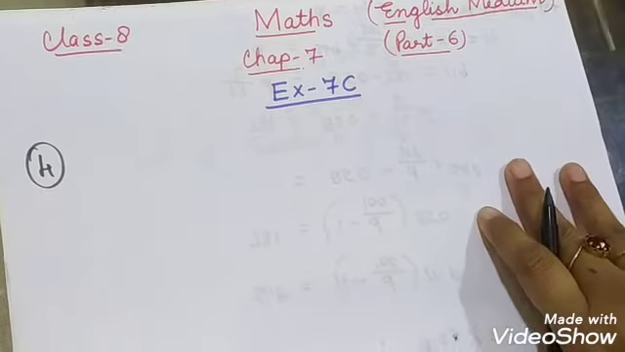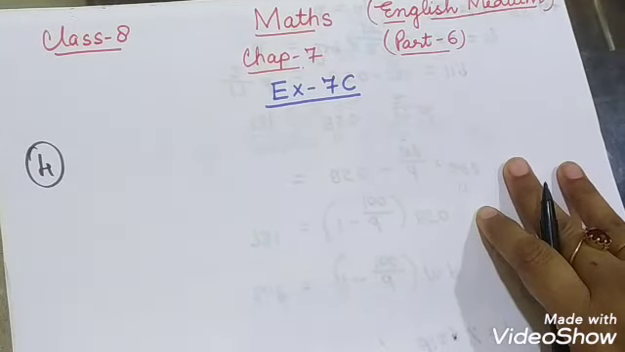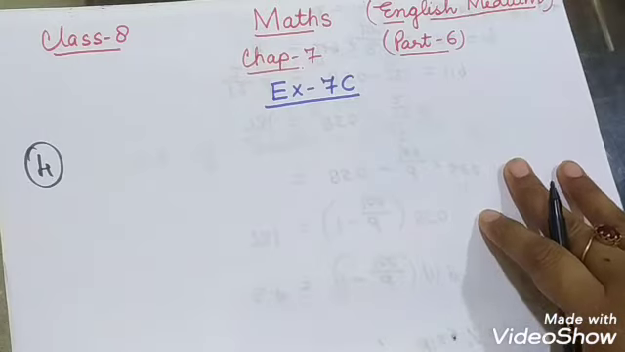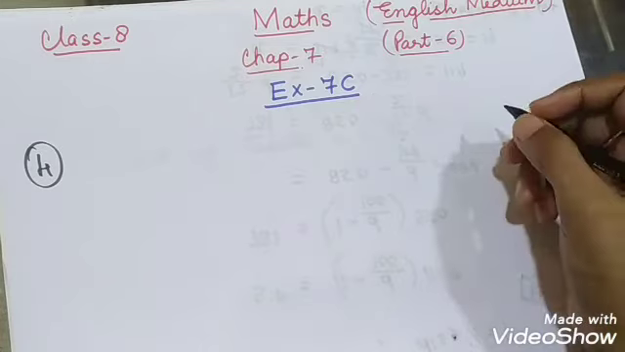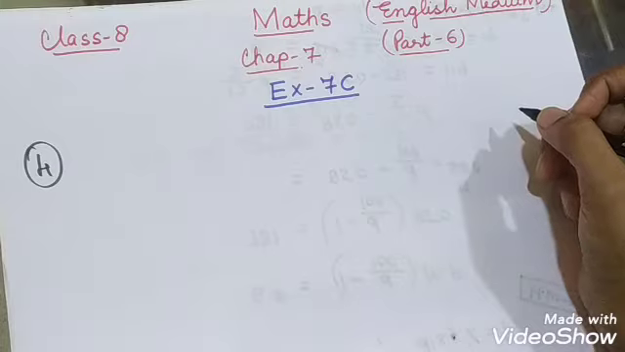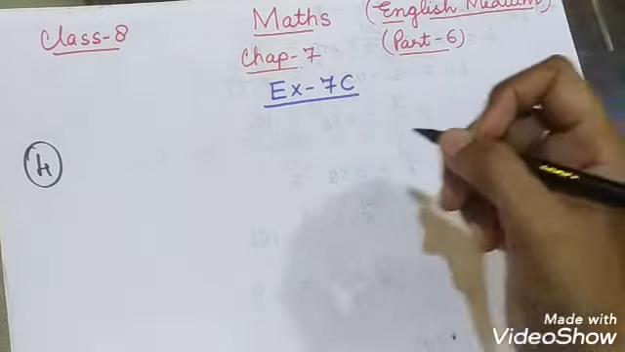So again we are starting the remaining questions of exercise 7C. In the last video I solved question number 1 and 2, and I gave question number 3 as homework. As question number 2 is solved, question number 3 will be solved the same way. So now see question number 4 from your book. After allowing a discount of 15%, a baby suit was sold for rupees 1156. Find its marked price.